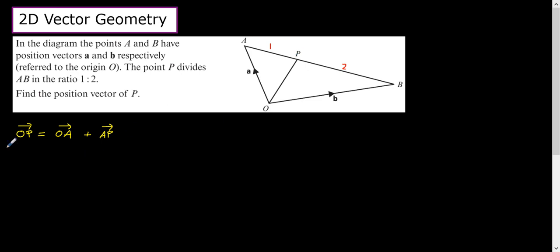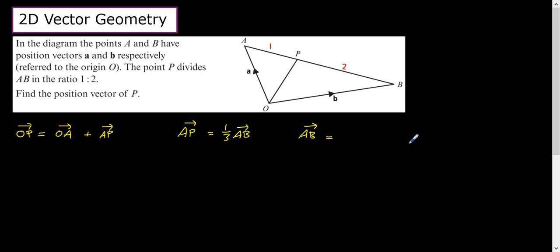Another reason for doing this is that it shows you what you need to find. So we know OA is little a, and AP is something we need to find out. So over here, I'm going to have a look at AP. One thing that I know about AP is that it's a fraction of AB. So it is 1/3 of AB because of the ratio 1 to 2. Now AB is something that I can write using small letters.